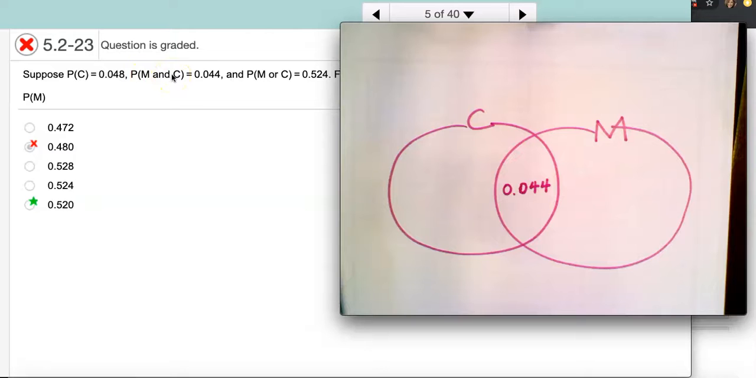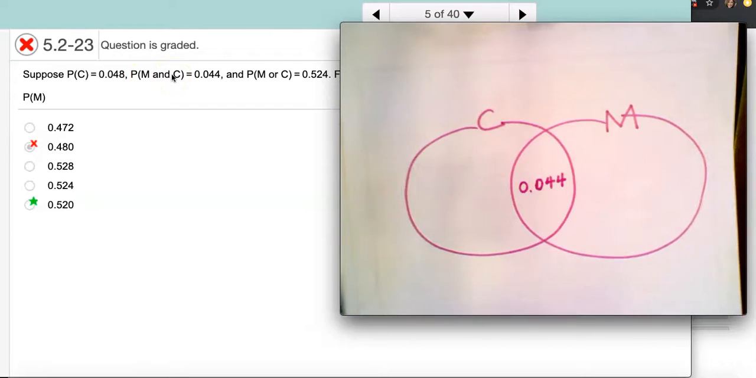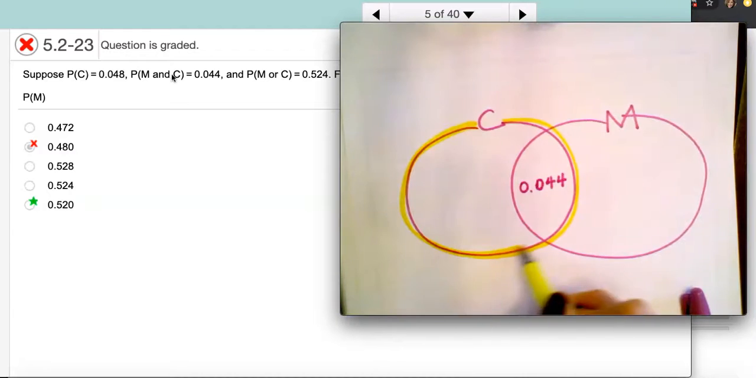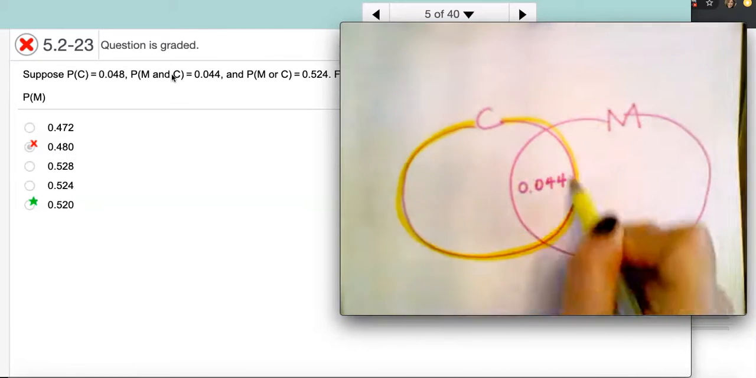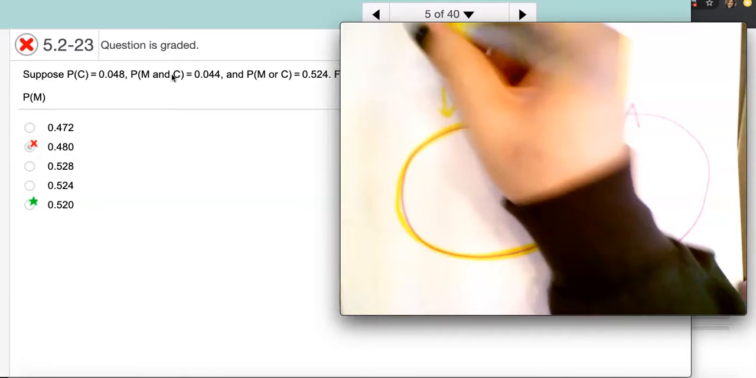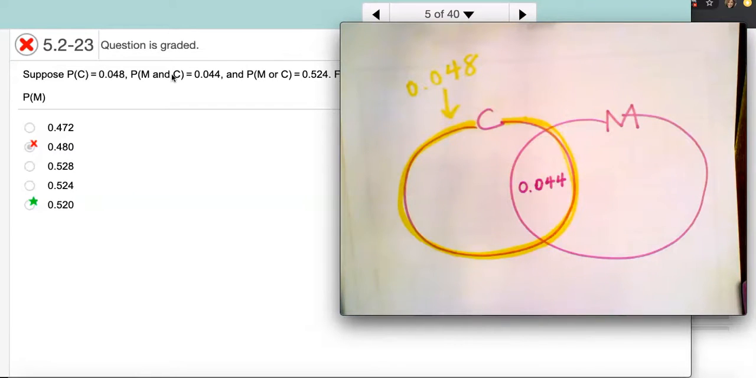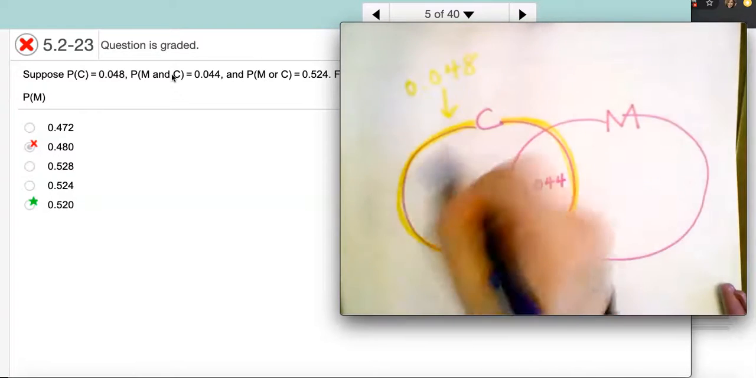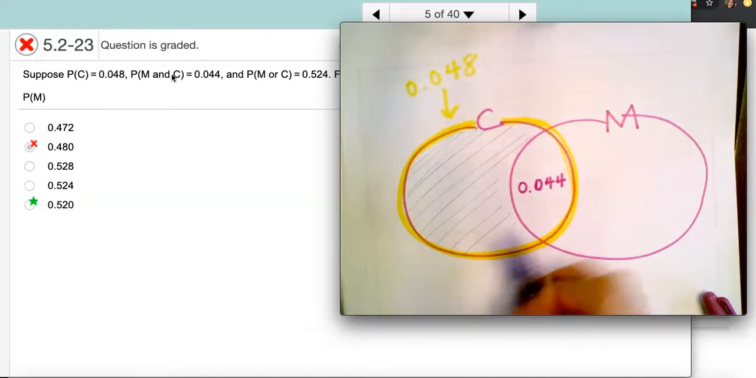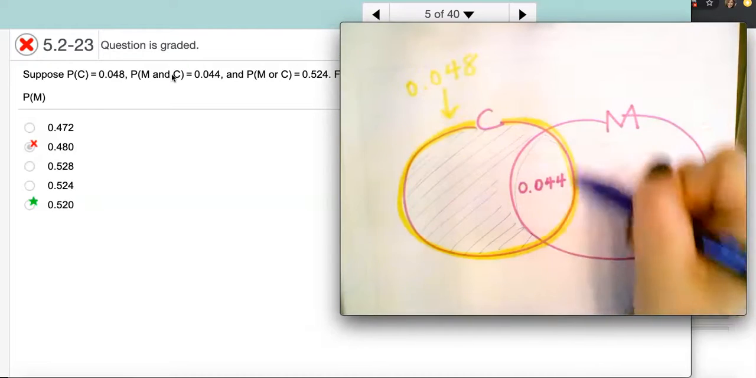Now I'm going to use a different color here, okay? The first part, they did say that the probability of C, the chance of being in C, and what they mean by C is this whole yellow thing, is equal to 0.048. So you need to understand that 0.048 is this shape plus this number, this overlapping area.